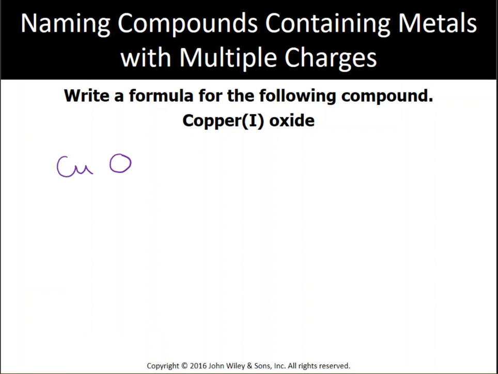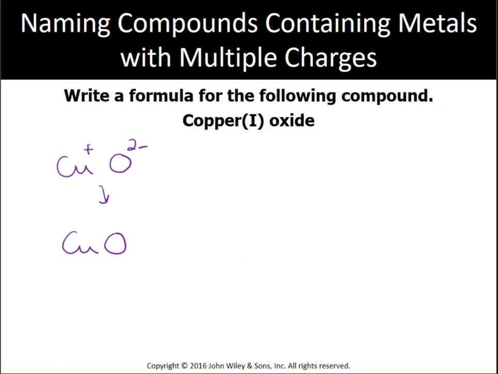Now, what's the charge of copper? Because copper is a transition metal, for transition metals, charge always becomes important. Now, based on the name, what do you think the charge of copper is? Copper ion. It's positive 1, right? Because in the parentheses, we have 1. So the charge of copper is positive 1. What's the charge of oxide ion? It's always 2 negative. Now, to write the formula, we first write copper, then oxygen.